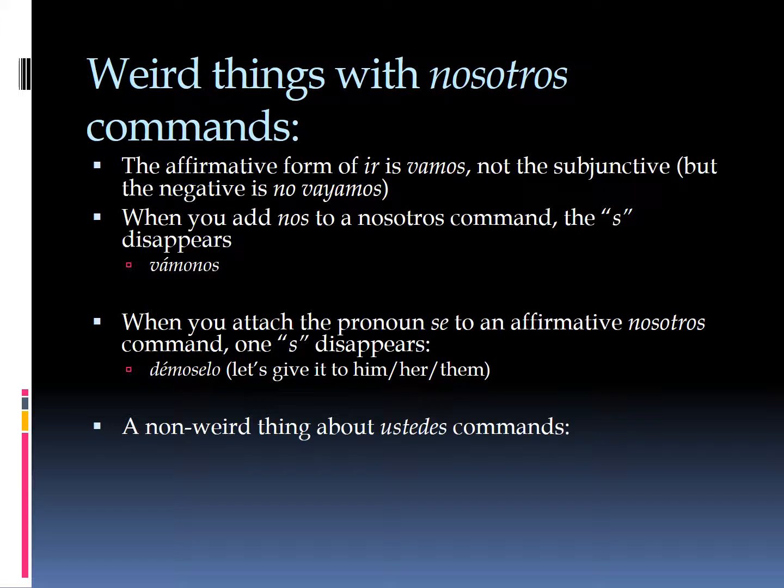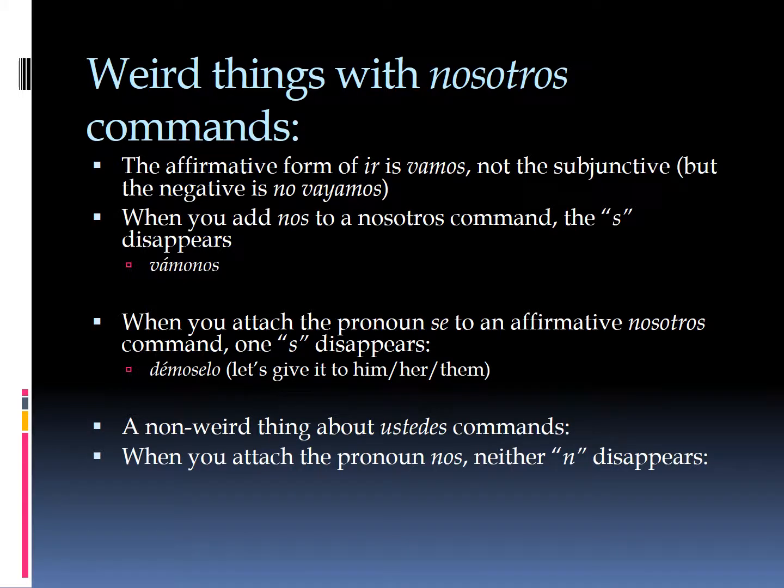And then I threw this in. If you have an ustedes command, which ends in n, if you attach the pronoun nos, neither n disappears. Denoslo. So you can get two N's but not two S's.